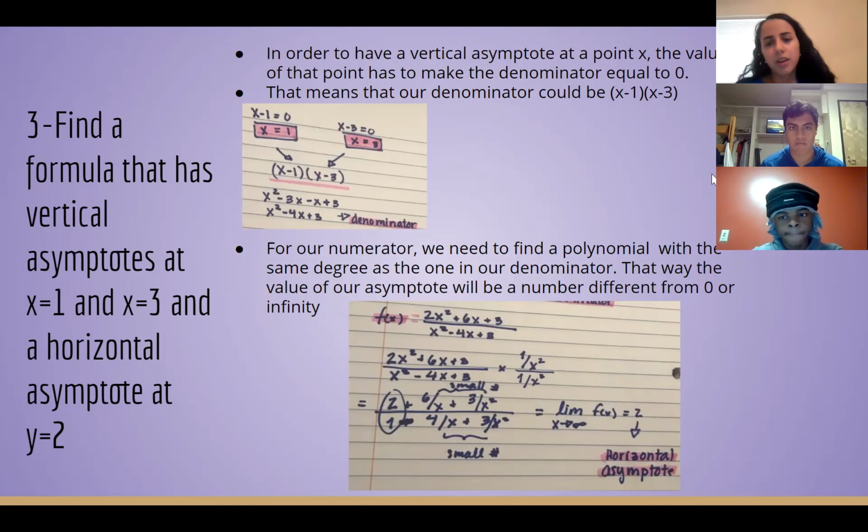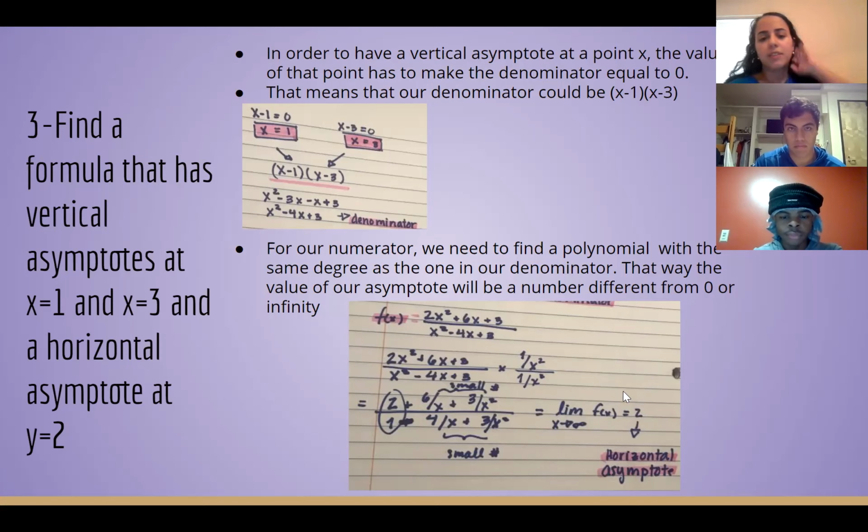For the top, we need to find a polynomial with the same degree as the one in our denominator. That way, the value of the asymptote will be a number different from 0 or infinity. The highest degree in the denominator is second degree, x squared, so the highest degree on our top will be x squared. I added the coefficient 2 because the asymptote should be y equals 2.